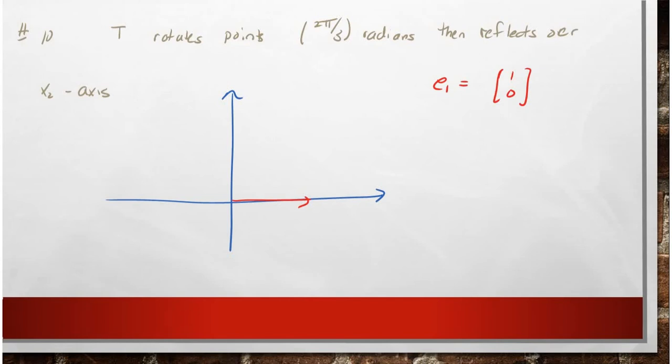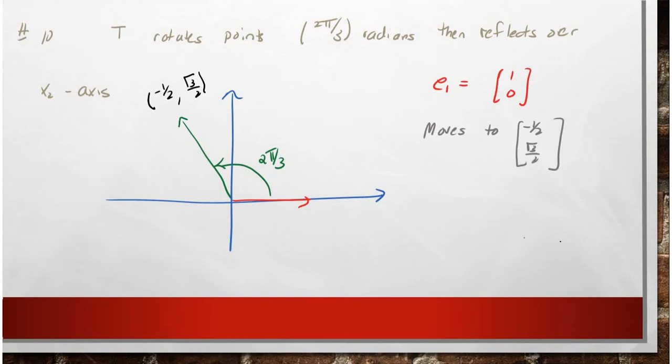It says rotate this 2 pi over 3 radians. So there's 2 pi over 3 radians, and I cheated. I looked at the unit circle on the internet, but you can also get these numbers from your calculator once you've drawn them. What is the sine and cosine at 2 pi over 3? And you'll find that the coordinates are minus 1/2 and square root of 3 over 2. So E1 gets moved to the vector minus 1/2, square root of 3 over 2.